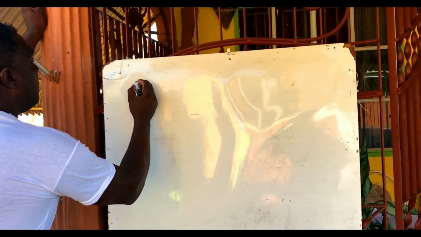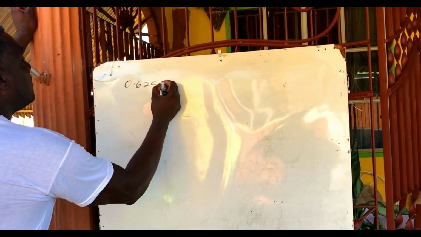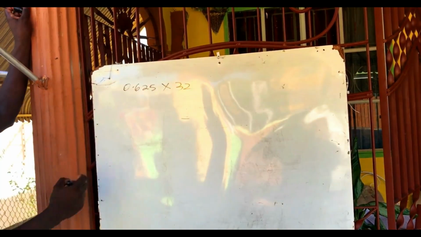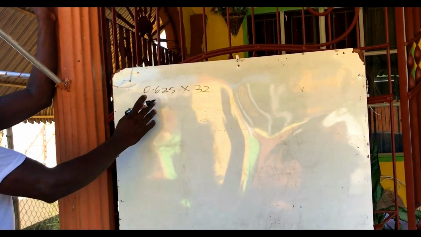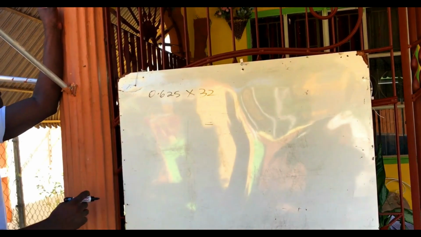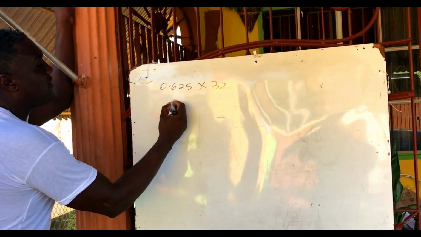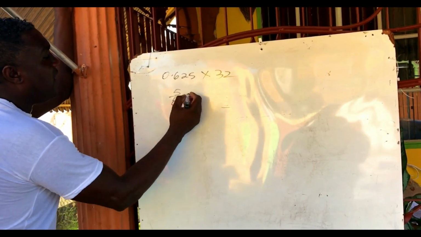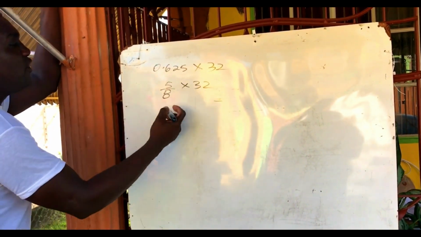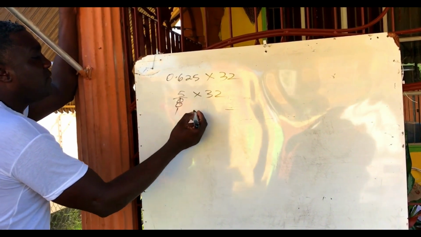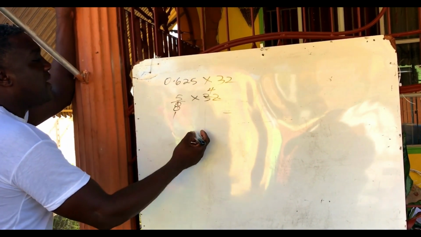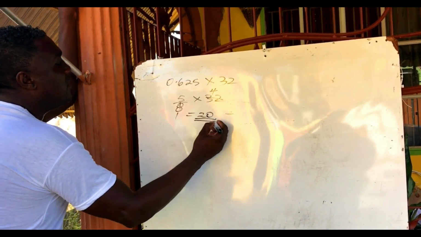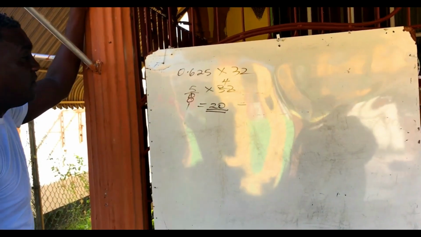Now, let us say we have 0.625 to be multiplied to 32. You want a shortcut way of working this out. If you know that 0.625 is 5 over 8, have that in your mind. So 5 over 8 times 32, by knowing your timetable, 8 into 8 is 1, 8 into 32 is 4 times, and 4 5s give us 20. See how quickly we arrive at our answer.